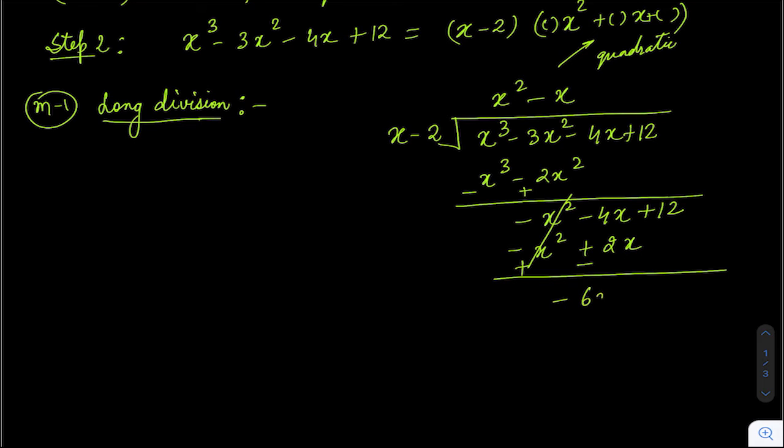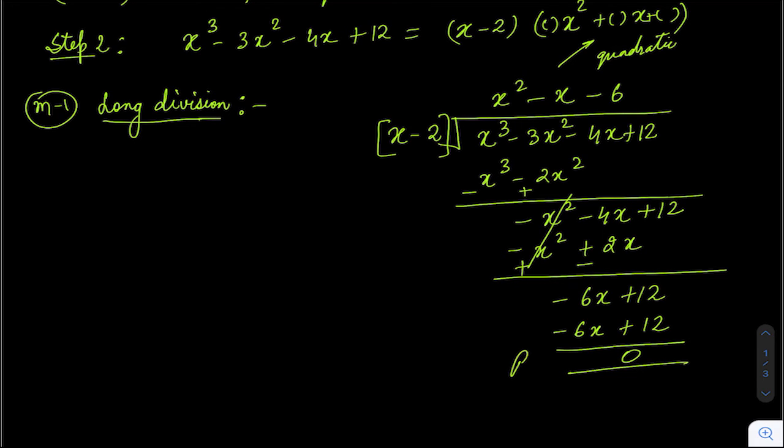So this becomes minus 6x plus 12, and the last value will be minus 6. So when you go with minus 6, you will get 0. Obviously we should get 0. Why? Because this is already, we know, a factor, so it should divide completely. So the remainder should be 0. If it's not 0, it means we have made some mistake in the calculation.